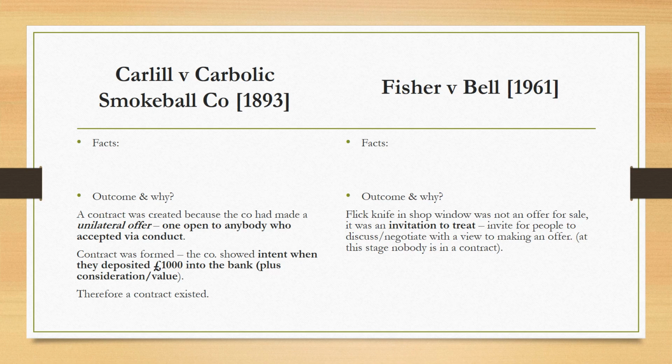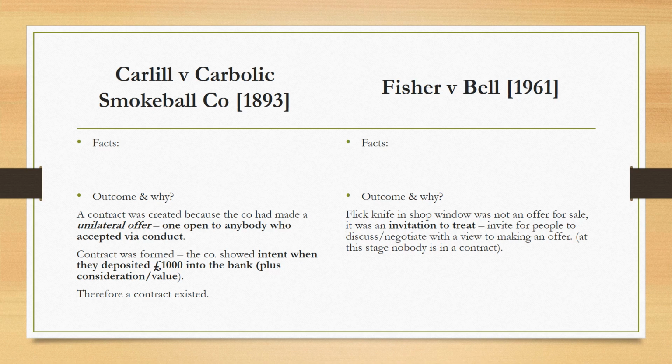If we look in contrast, so go back to Carlyle, we have this landmark decision in 1893, and then I imagine there was some panic among businesses trying to scrap their adverts and make sure that they weren't making offers with the world and tying themselves into payments that they couldn't make. So that was kind of the next 60 years, if you like. And then we had the case of Fisher and Bell, and I think this kind of had to happen to rein some of these cases in.